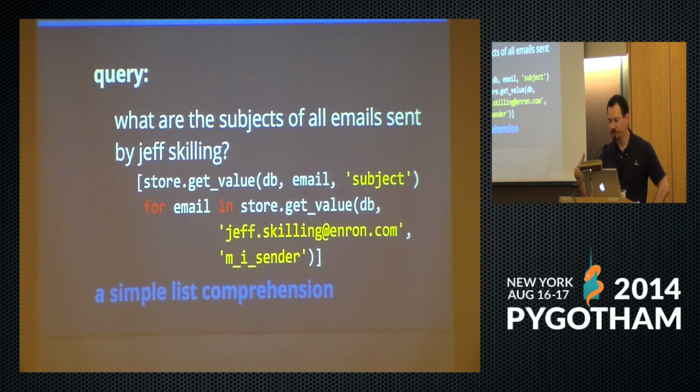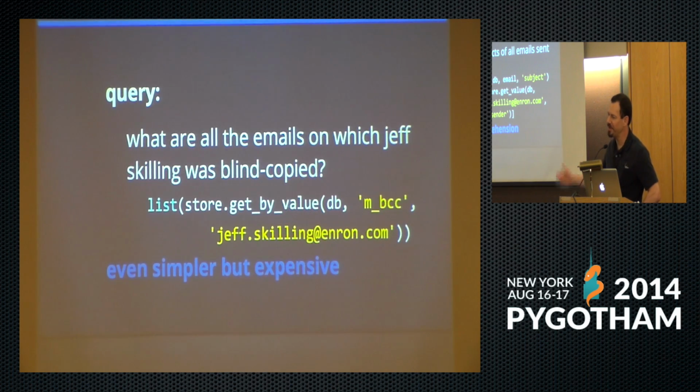A little bit more complex with a comprehension. What are the subjects of all emails sent by Jeff Skilling? It simply says, get the value of the subject of the email for all emails sent by Jeff Skilling. This is a good example of the sort of Python as English, getting fairly close there.